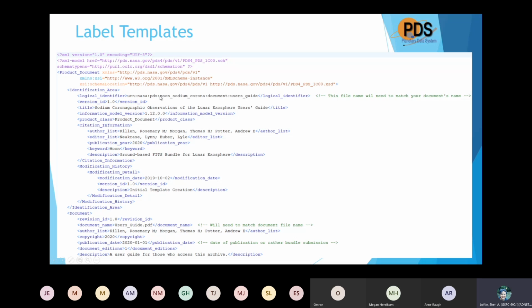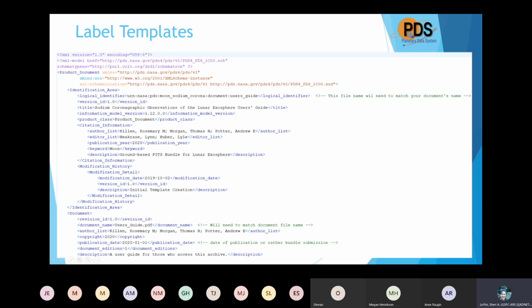And again, there's our logical identifier letting us know what it's looking at. This is not too specific, but it's a pretty good one. So we've got your moon, sodium, corona. That's pretty descriptive for the bundle. And then it's in the document collection, and this particular document is the user's guide. So that's another example of what you can use when you're thinking about creating your LIDs.